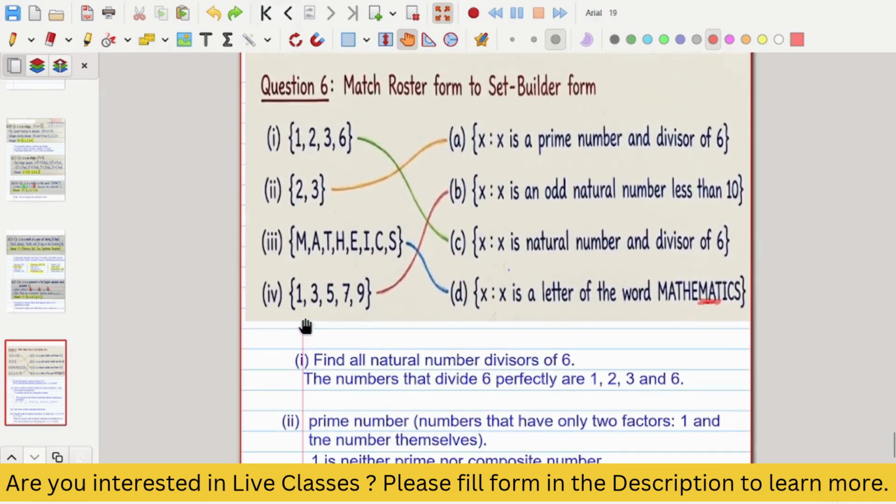Therefore, set of 1, 3, 5, 7, 9 can be written as set of all x such that x is an odd natural number less than 10. Are they less than 10? Yes, they are less than 10. Are they natural numbers? Yes, they are all natural numbers. Are they odd natural numbers? Yes, they are all odd natural numbers because they are not divisible by 2.